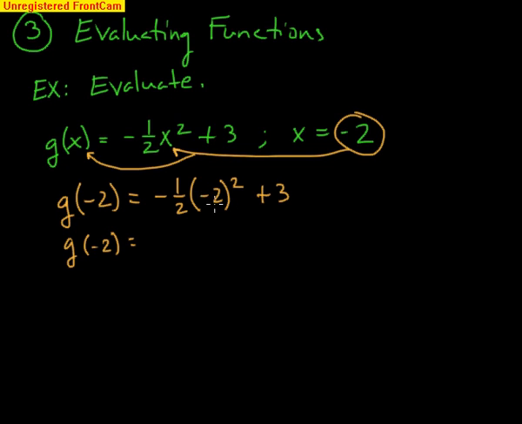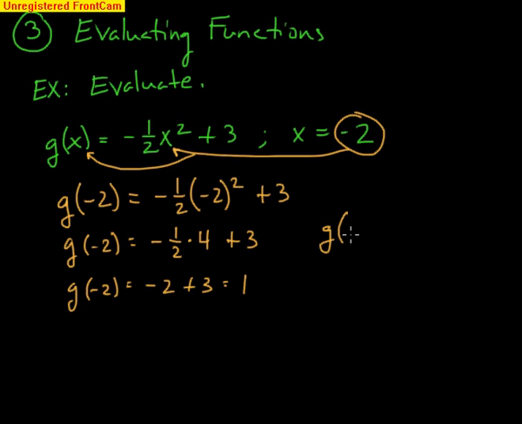Over here, we need to square the negative 2 first. So it's negative 1/2 times, and when you square negative 2, you get positive 4. Notice that it's times, right? A number next to a parenthesis is times, but you have to square the negative 2 first. You have to follow order of operations. So negative half times 4. That's negative, and what's half of 4? 2. And negative 2 plus 3 is positive 1.